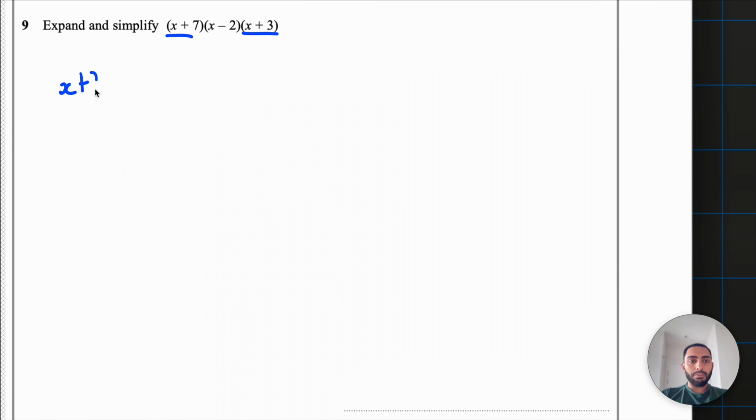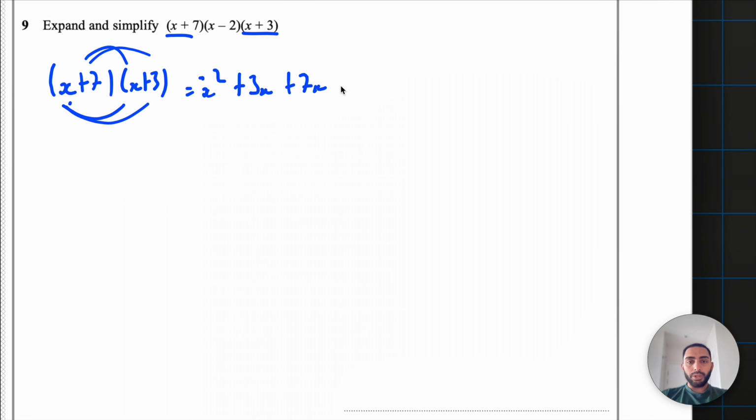So I've got x plus 7 multiplied by x plus 3. So x times by x gives me x squared. X times by 3 gives me 3x. 7 times by x is 7x. And 7 times by the 3 is 21. I'm going to clean up this middle bit. So this will add up with that one. So 3 and 7 is 10. So I've got x squared plus 10x plus 21.